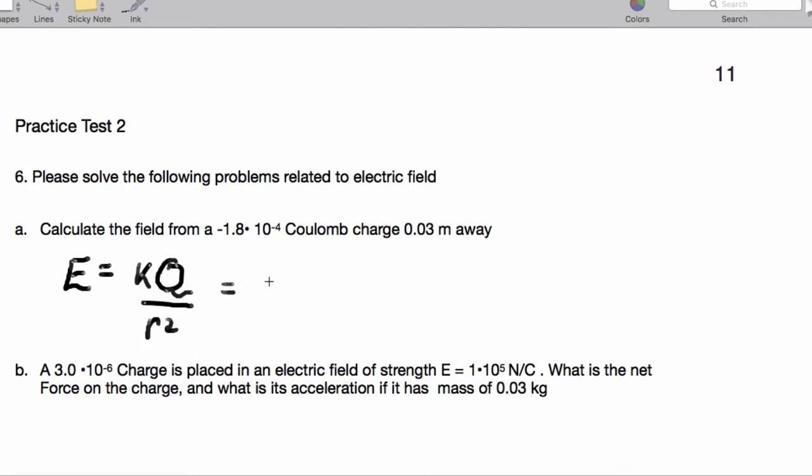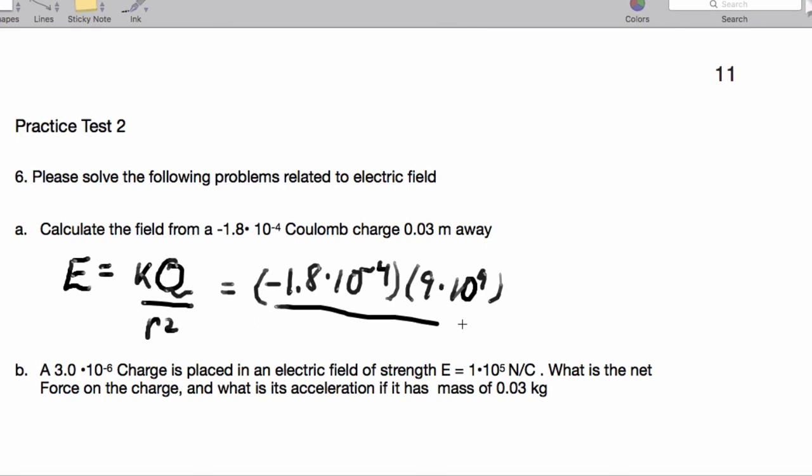And in this case, that's going to be negative 1.8 times 10 to the negative fourth. That's the Q. Sorry, I got these backwards. Times 9 times 10 to the ninth over 0.03 squared. And when I actually end up working that out, it's going to be a pretty big number. It works out to 1.8 times 10 to the 8th newtons per coulomb.